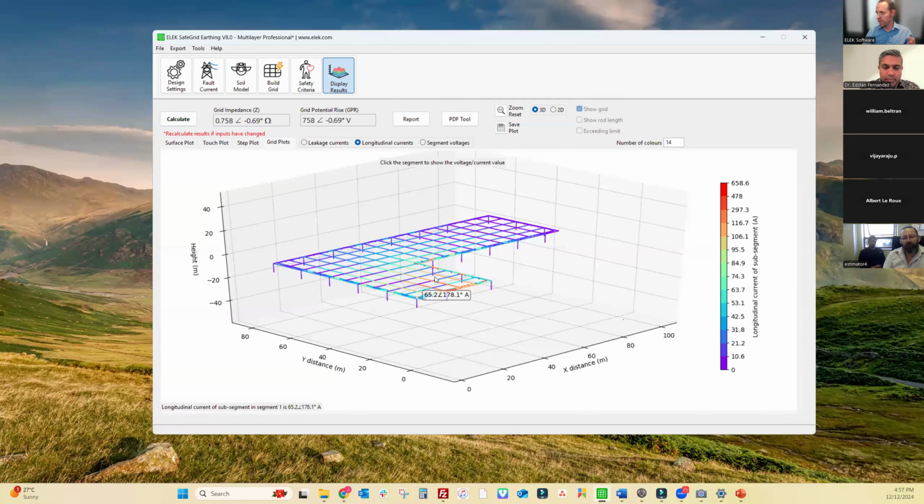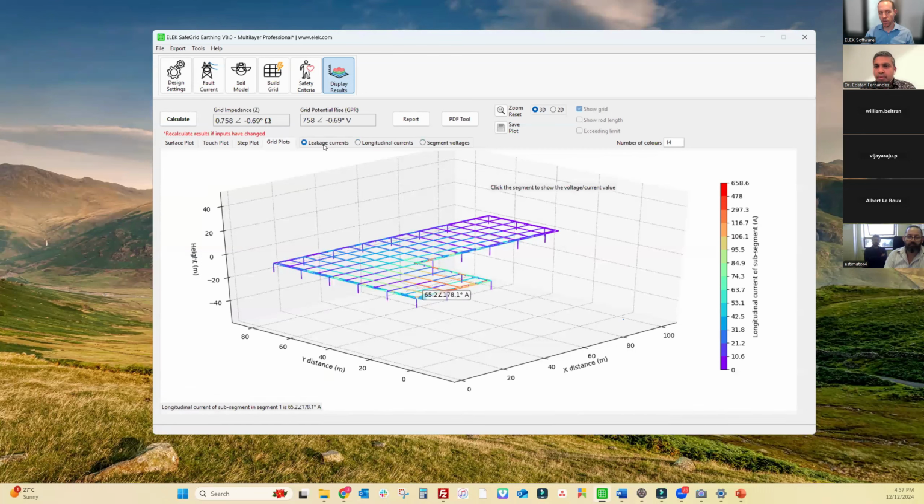We can, of course, move it anywhere we like. We should locate the fault where it's most likely to occur, for example, at the switchgear or at the transformer, with respect to the earthing system. Remember, our switchgear and our infrastructure is installed on top of this earthing system generally. We can look at segment voltages. Again, my voltages are highest near where I've injected the fault.